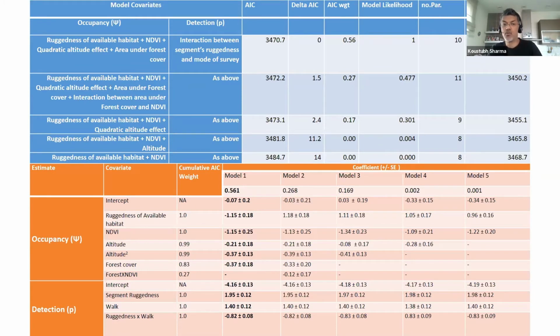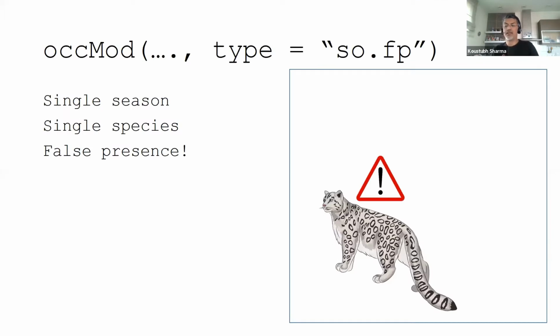And moving forward, now that's one. There are various other models one can look at. Now, this is another one where all you need to do is change the type from SO to SO.FP. This model tests the effect of certain covariates on the possibility of people or a survey reporting false presence.